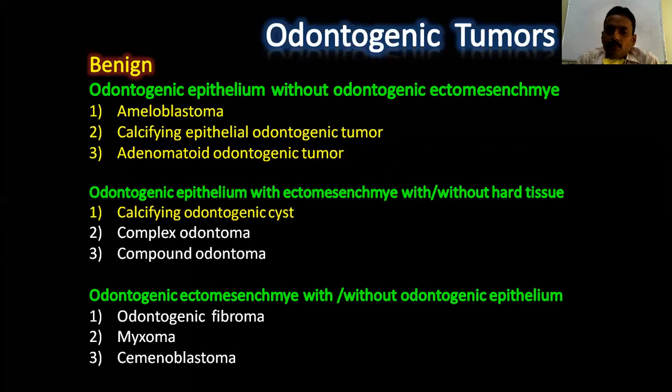I repeat, ameloblastoma, calcifying epithelial odontogenic tumor, which is also called CEOT, and the adenomatoid odontogenic tumor, which is called AOT. Coming to the odontogenic epithelium with ectomesenchyme, with or without the hard tissue involvement, we come across calcifying odontogenic cysts, complex odontomas, and compound odontomas. Odontogenic ectomesenchyme with or without odontogenic epithelium comprises odontogenic fibroma, myxomas, and the cementoblastomas.